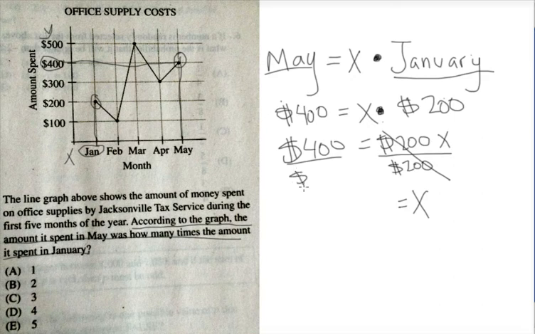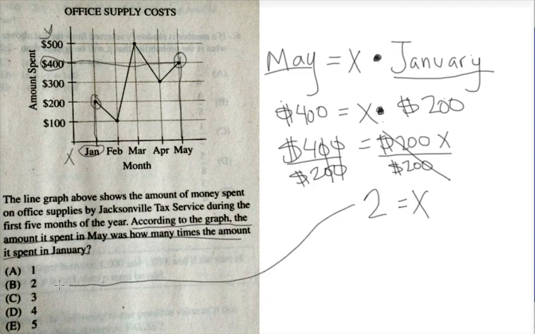And when I divide the left-hand side by $200, we get that 400 divided by 200. Anytime you have zeros, you can always cross zeros out. So we really have 4 divided by 2, which is 2. So x equals 2, and therefore our answer here is choice B.